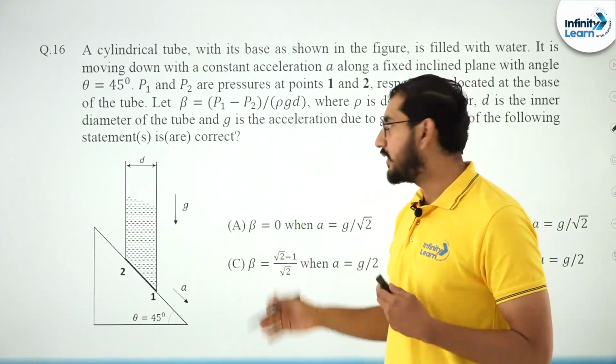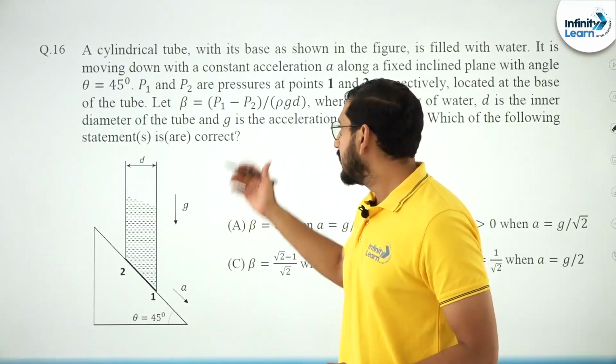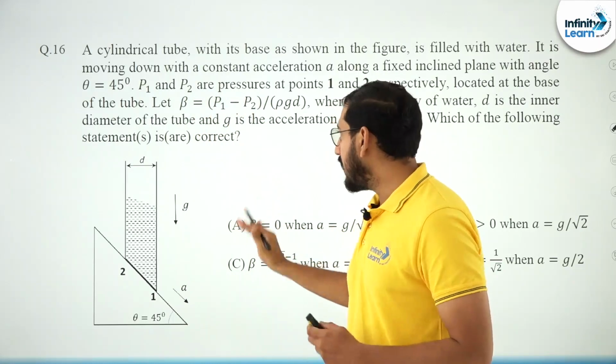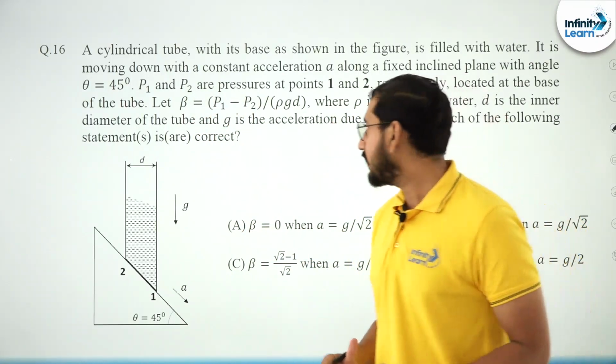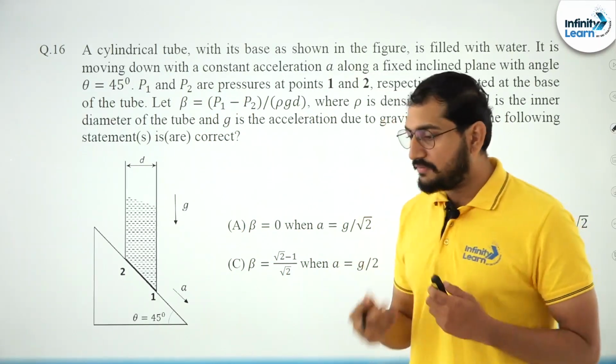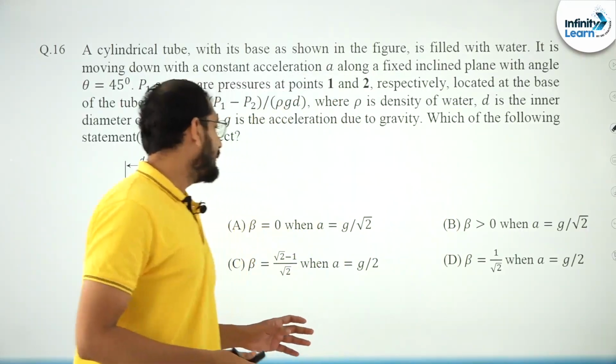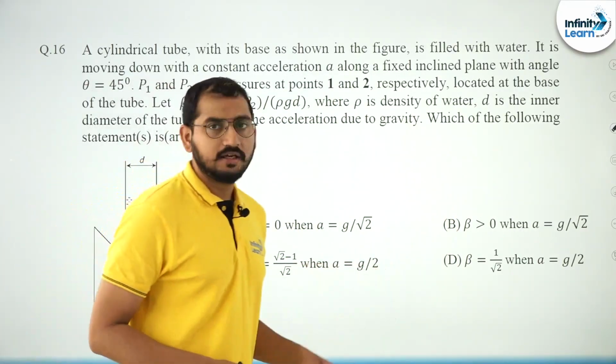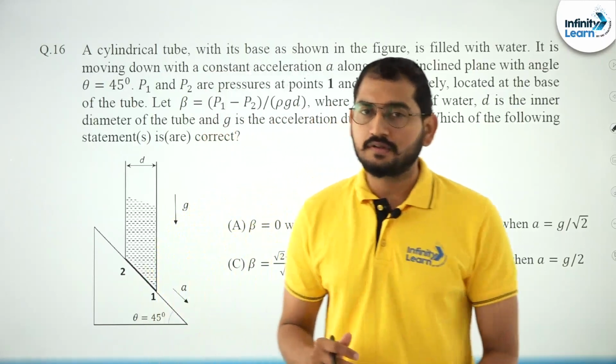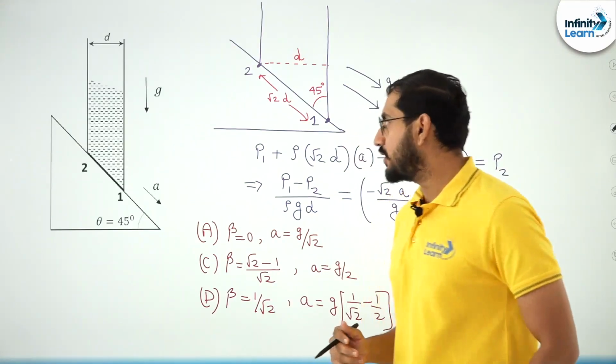All right. So first of all, I want to calculate P1 and P2 in terms of beta. I will see which type of equation I'm getting, right? And then, depending on the values of beta, what can I comment upon the values of acceleration that I need to understand. Okay, so let's go to the solution part.